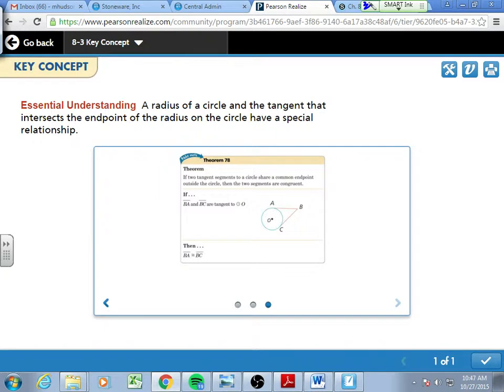And then our perpendicular lines. So from the same outlying point, like point B, the distance from B to A and the distance from B to C, with A and C being tangent points, will be congruent. Cool? Let's apply this.